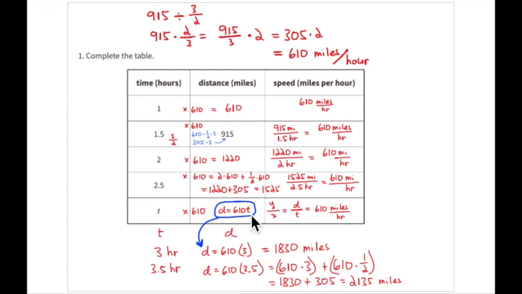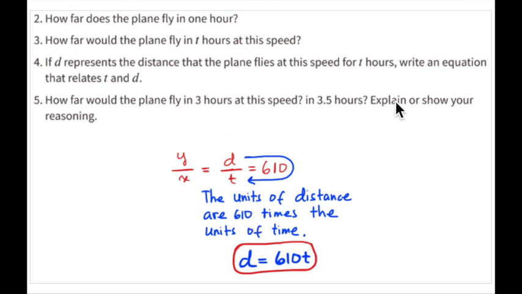And the last thing that I want you to think about, so we've answered all the questions up here. Now I just want you to think about y over x, that's the constant of proportionality, and that's the same as the distance divided by the time. It's miles is the distance, per hour is the time. When you do that calculation, you get an answer of 610. So what does that tell you? It tells you that the units of distance are 610 times the units of time.